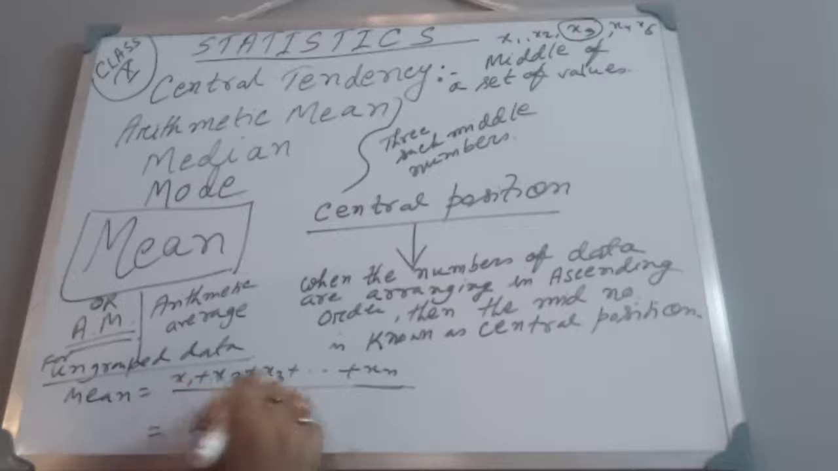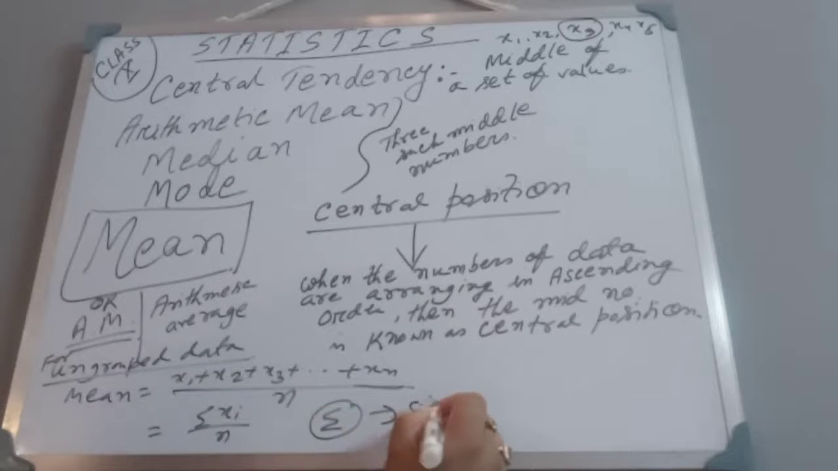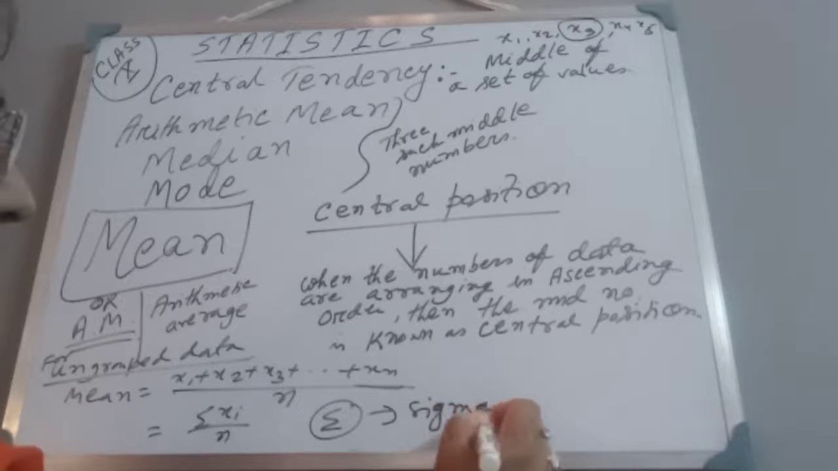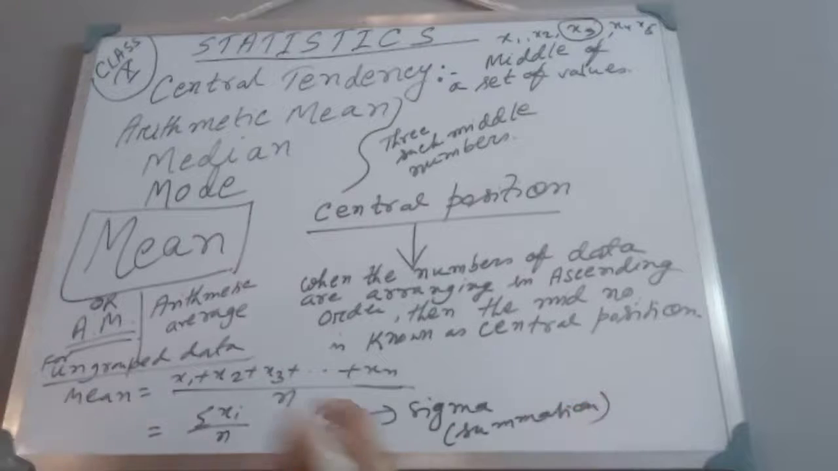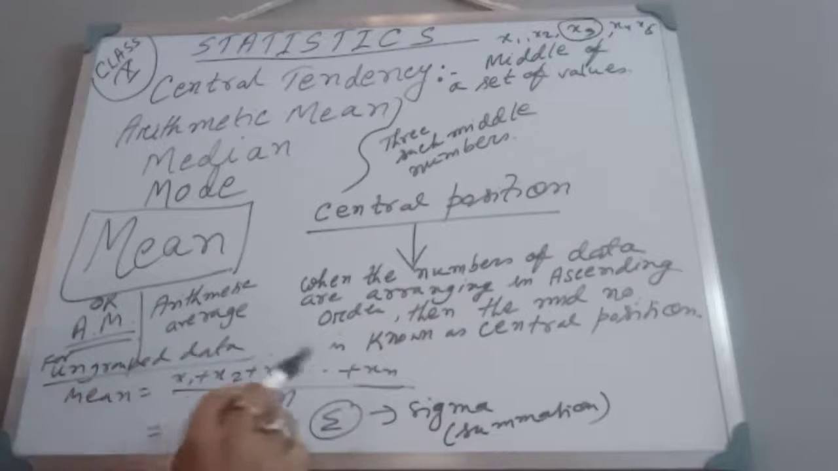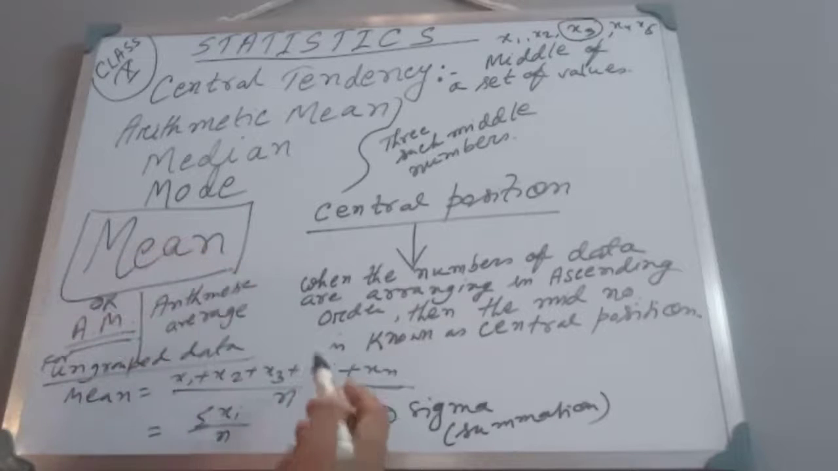We can write this whole summation as sigma xi. This symbol is known as sigma. Sigma means summation. So we can write sigma xi by n. This is for ungrouped data. Got it? Now, for grouped data also I will discuss.